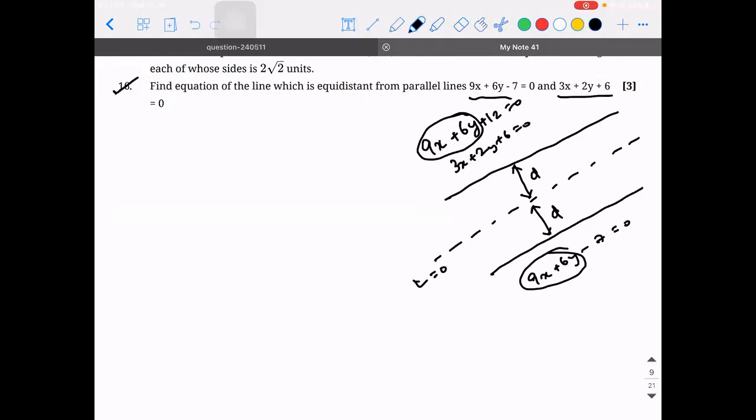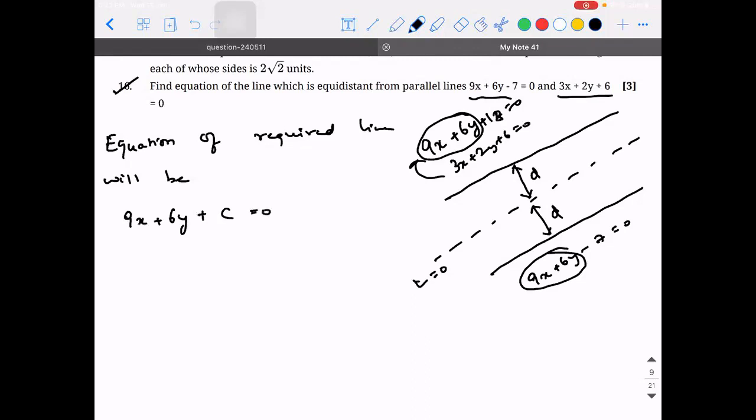Okay, so 9x plus 6y. What I did is, 3x plus 2y, I multiplied with 3. It became 9x plus 6y plus 18 is equal to 0. Then the equation of the required line will be, listen to the way I'm going to write. Whenever I have another line, since both are 9x plus 6y, can I say 9x plus 6y plus some constant is going to change for it? Okay. So this is the equation of L is equal to 0.